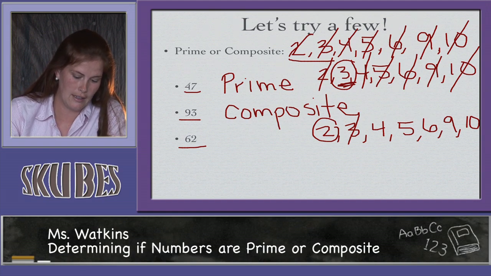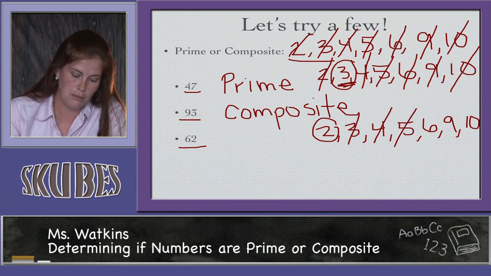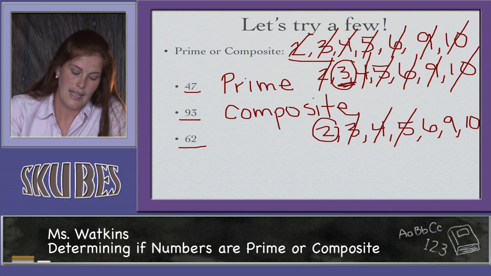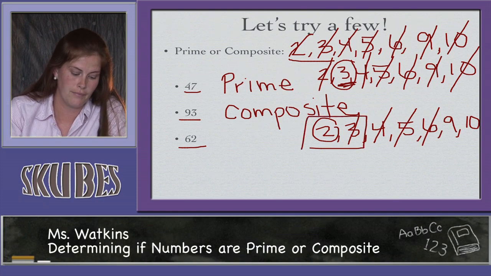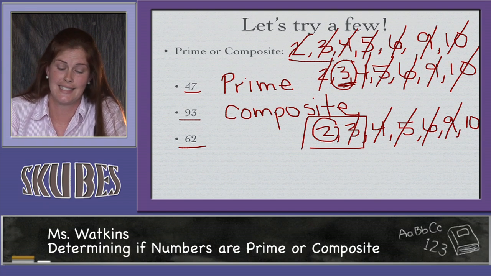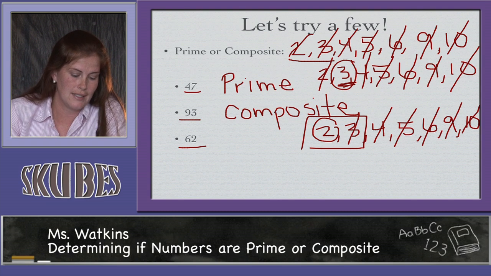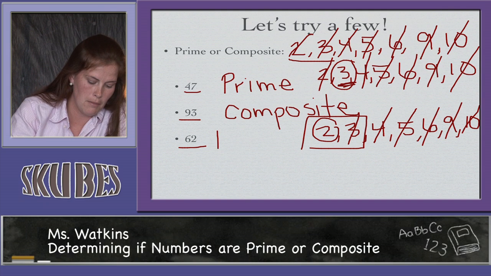All right, let's look at the number 4. It is not divisible by 4 because 62 is not divisible by 4. It is not divisible by 5 because it does not end in a 0 or a 5. It is not divisible by 6 because it was not divisible by both 2 and 3. It is not divisible by 9 because 6 plus 2 equals 8, and 8 is not divisible by 9. And it is not divisible by 10 because it does not end in a 0. But 62 is still a composite number.